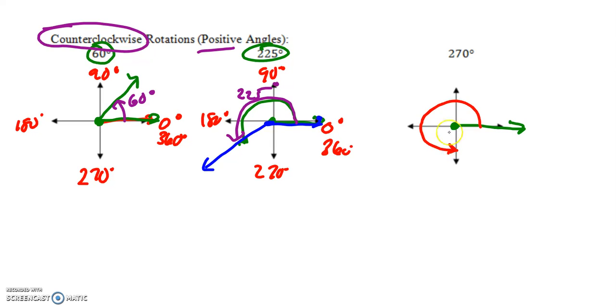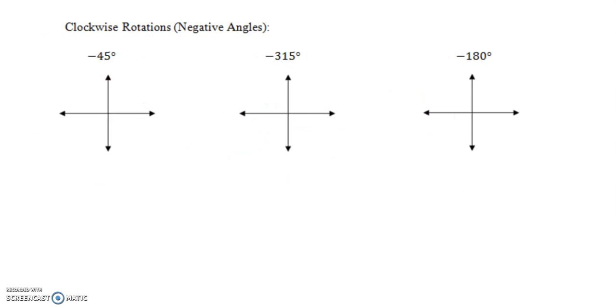So if I wanted to redraw my angle, there is my initial side. Here is my terminal side. So my rotation is from the 0 all the way around. So that rotation there would be 270 degrees, counterclockwise. With that in mind, let's take a look at negative angles. And when we're done with these, I'm going to give you time to try some on your own and check back with me.